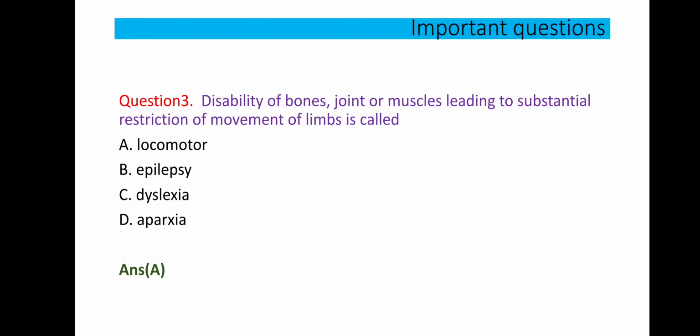Question number 3. Disability of bones, joint or muscle leading to substantial restriction of movement of limbs is called locomotor. Option A is correct, because locomotor is a kind of impairment when someone is unable to move some particular part of the body, that is called locomotor impairment. So option A is correct.